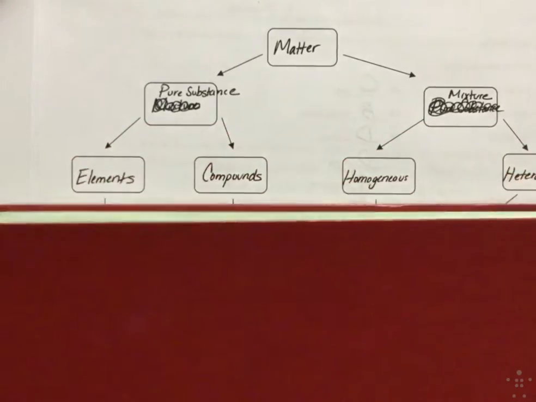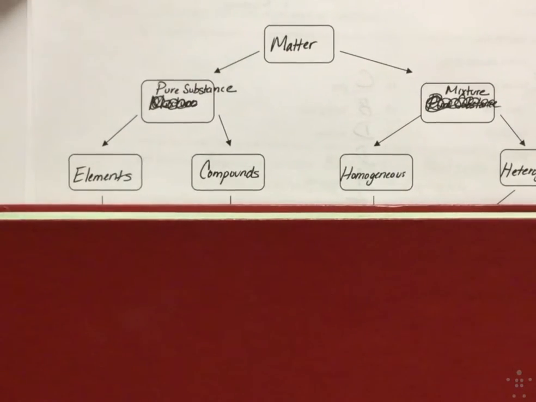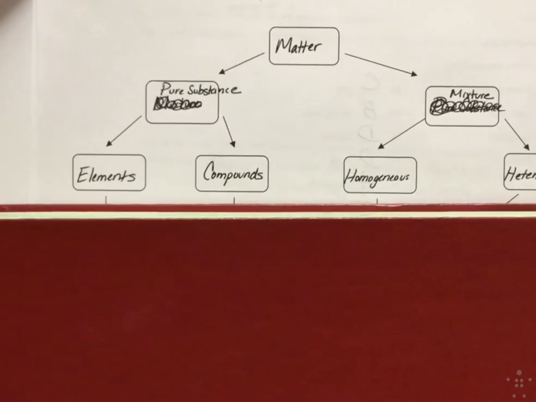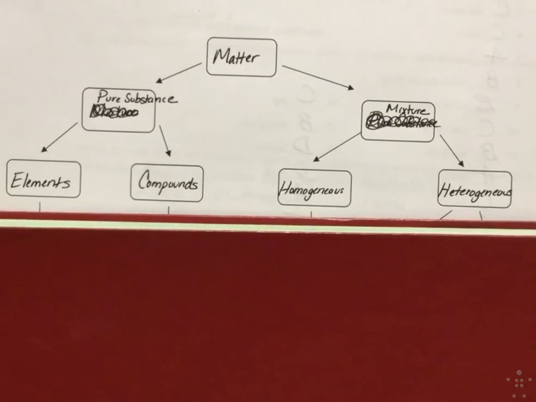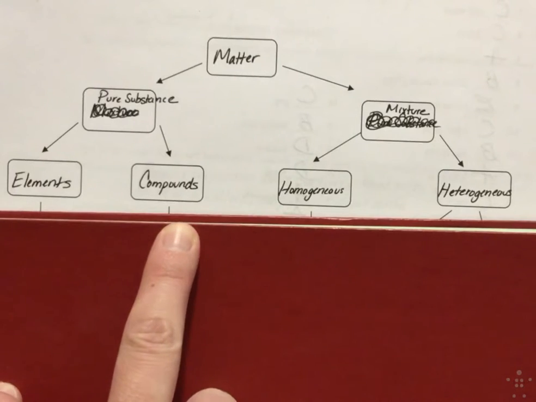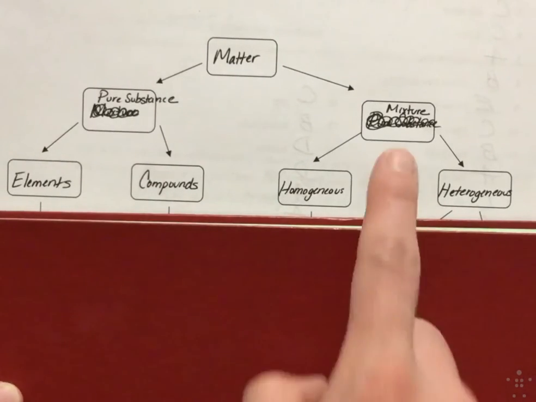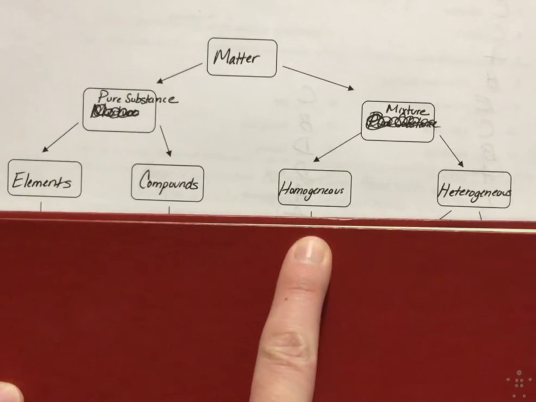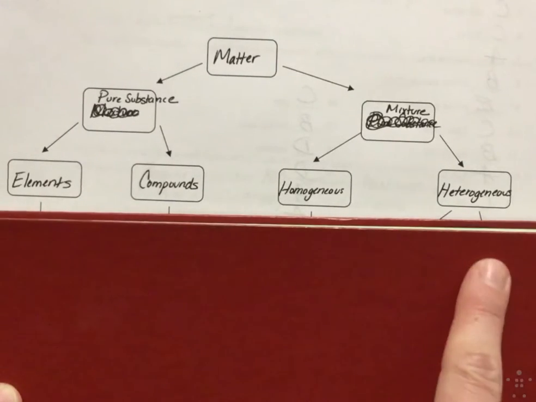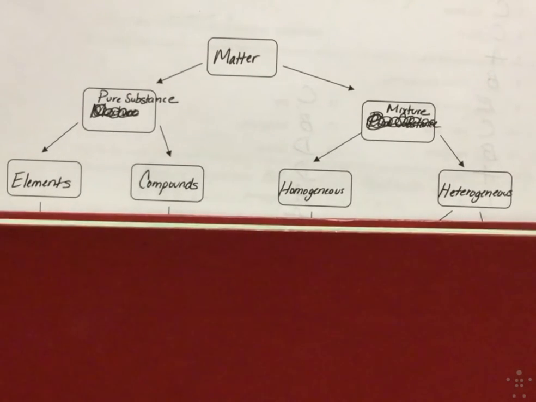So then on your next row, you had kind of subcategories of mixtures and pure substances. So pure substances can be elements or compounds. Remember that elements combined together make up compounds. And then mixtures can be either homogeneous, when they look the same throughout, or they can be heterogeneous, where you can tell the different parts of it.